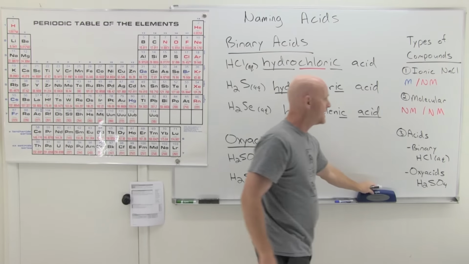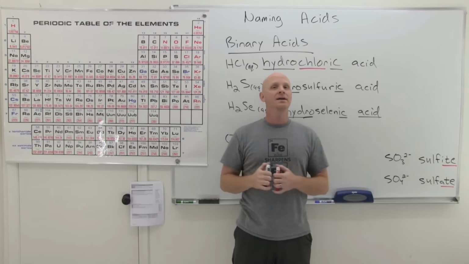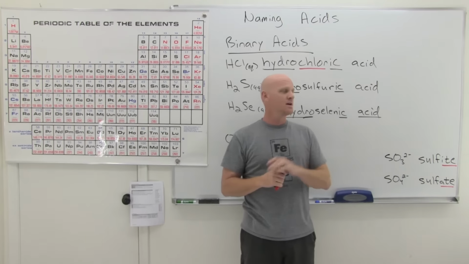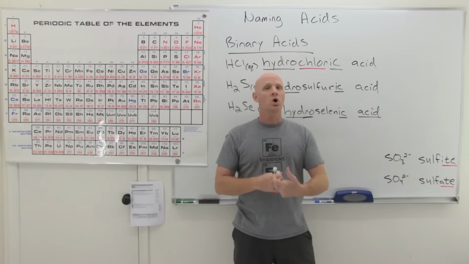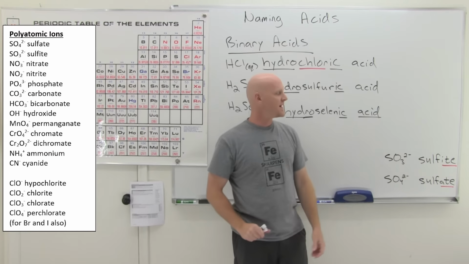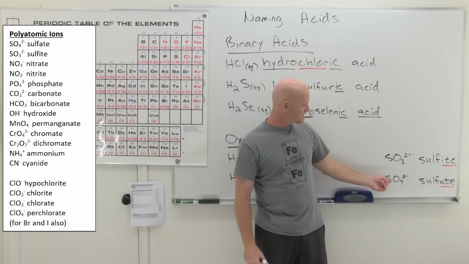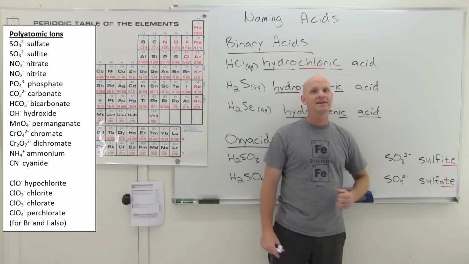So let's do a little review. I need a little bit of room here, so we're going to get rid of this. It's served its purpose. All right, back in the naming ionic compounds lesson, we talked about you needing to memorize all the polyatomic ions, and it's going to come back up in this lesson as well for naming oxyacids. And so here's SO3 2-, that's the sulfite ion. Here's SO4 2-, that's the sulfate ion.